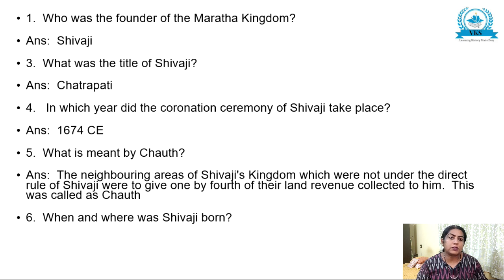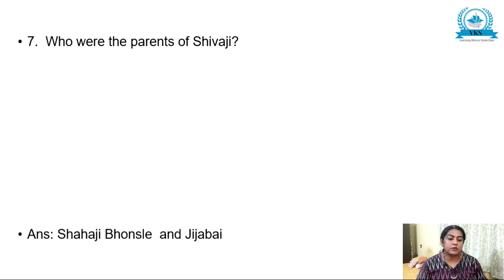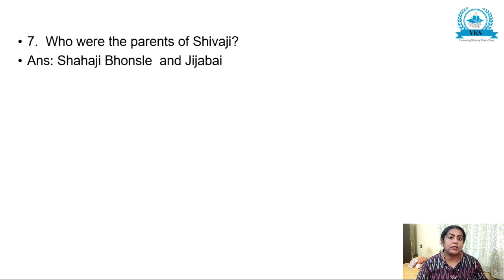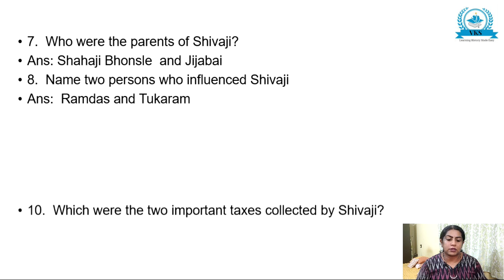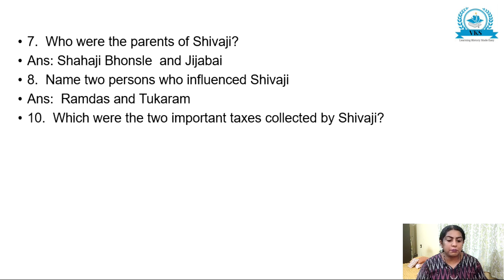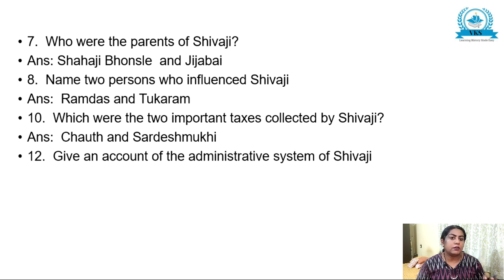When and where was Shivaji born? 1627 in Shivaneri. Who were the parents of Shivaji? Shaji Bhonsle and Jijabai. Name 2 persons who influenced Shivaji: Ram Das and Tukaram. Which were the 2 important taxes collected by Shivaji? Chowth and Sardeshmukhi. Now, the 5 mark question is, give an account of the administrative system of Shivaji.